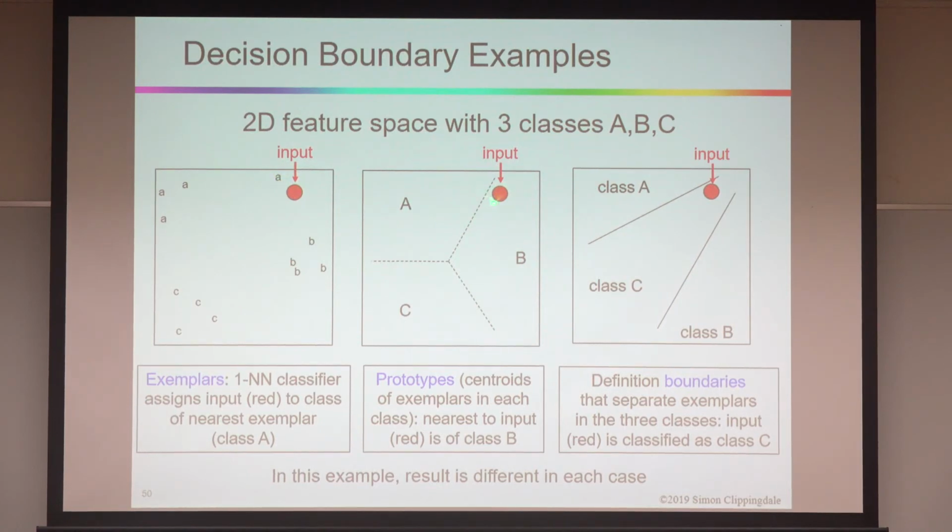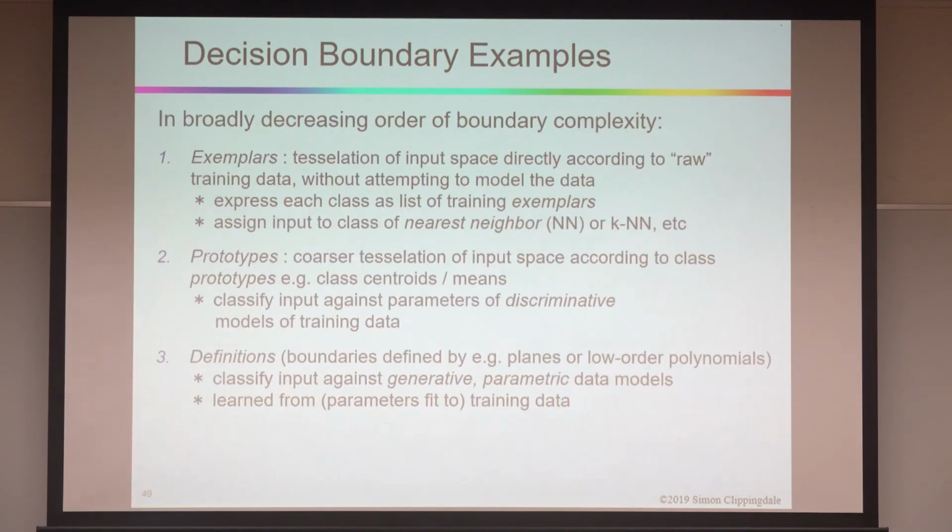Here you might assign it to the nearest centroid, the nearest class centroid. If you do that, your answer is going to be B. Here you might assign this input to the region that it's in, having chopped up your feature space like this. And this is a kind of decision boundary. And in each of these cases, you get a different classification of the same input.